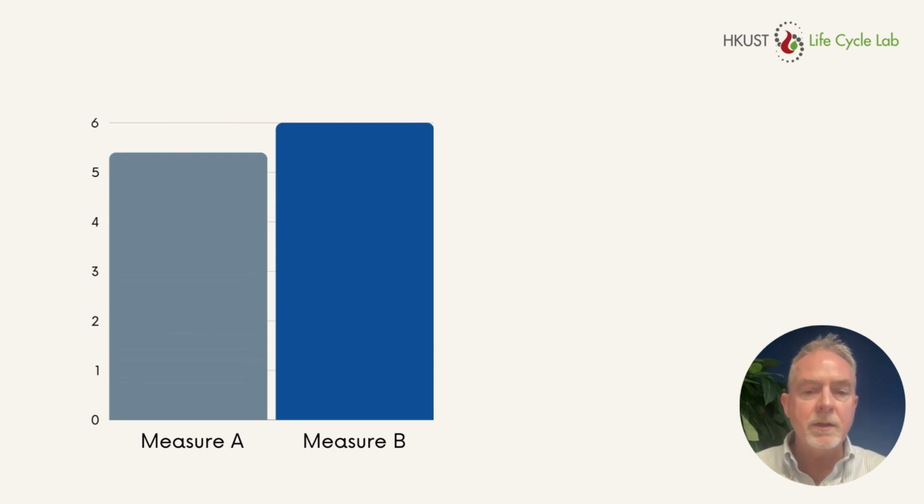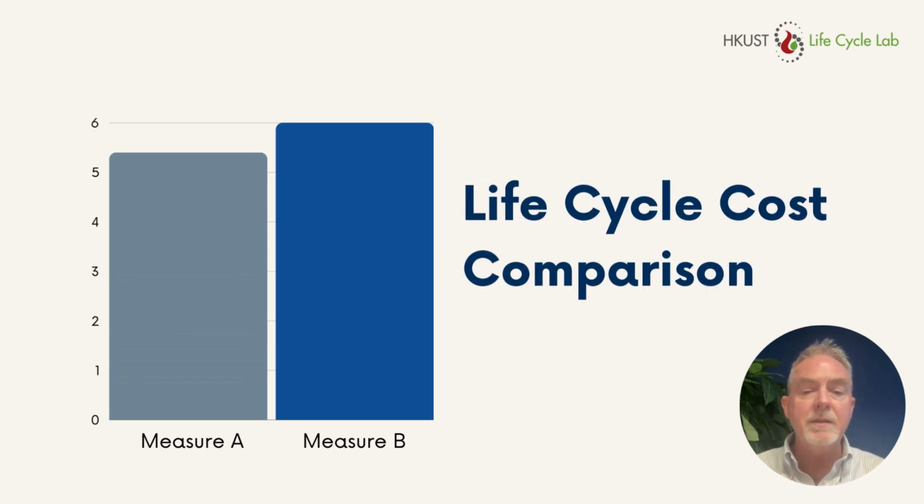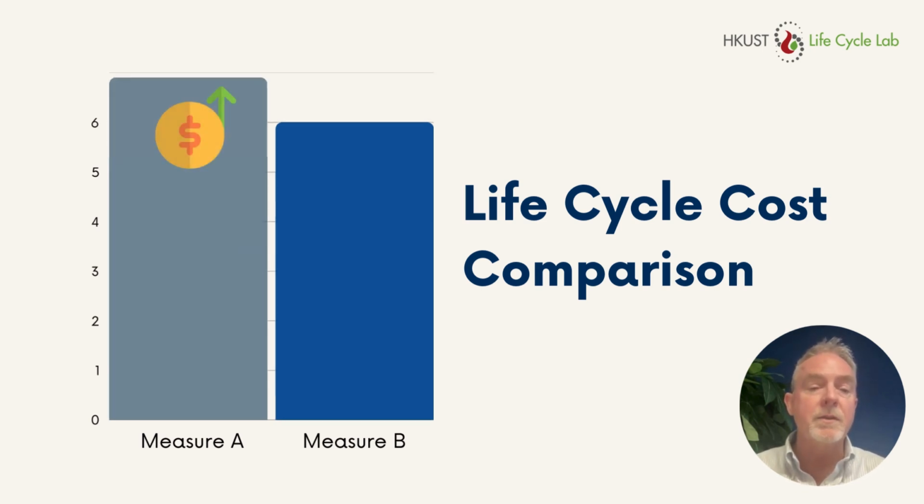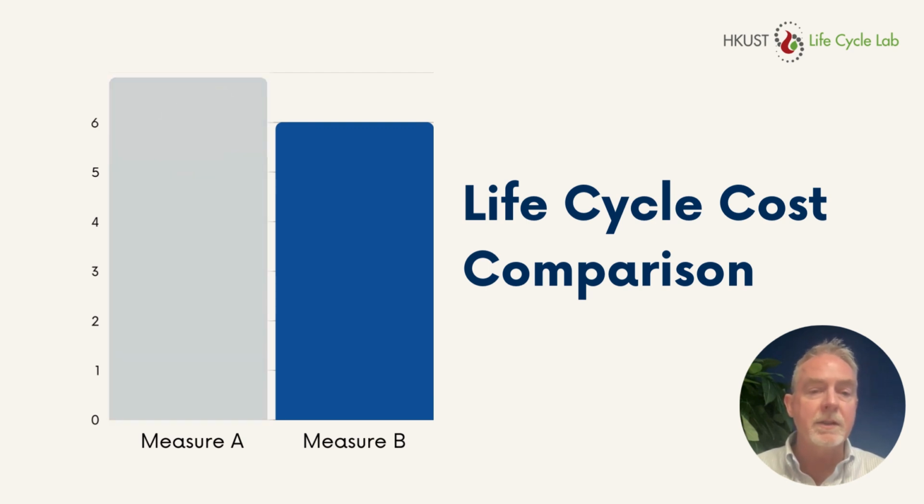But if we actually look at it in terms of how much this will cost us over time, we might see that measure A, while less expensive at the beginning, is going to cost us a lot more, perhaps even an extra 15%. So when you add that together, then that means that measure B in this case is the better option over the long run.